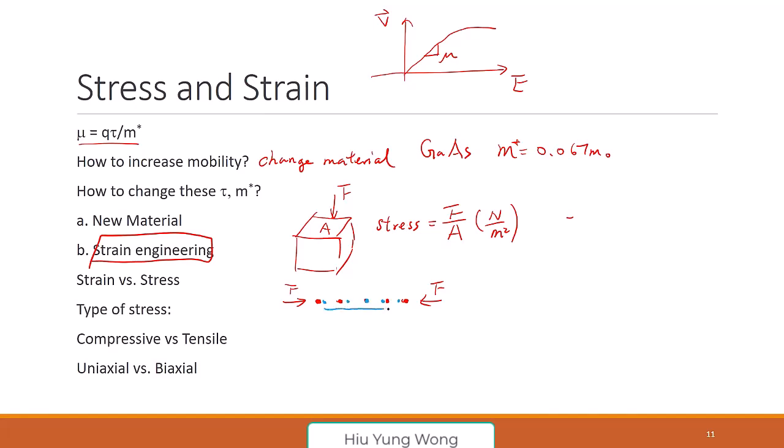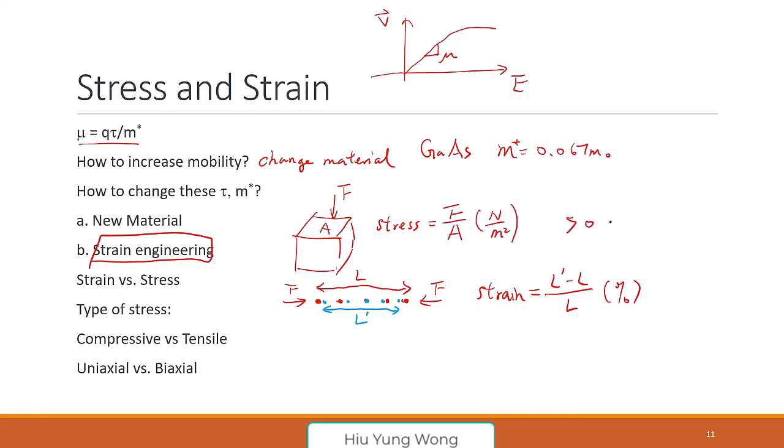Right? So the length will change from L to L dash. It was L. And it becomes L dash. So the strain is what? L minus L dash... actually, I should be specific. It should be L dash minus L divided by L. Usually it is in percentage. Is this clear? Strain and stress.